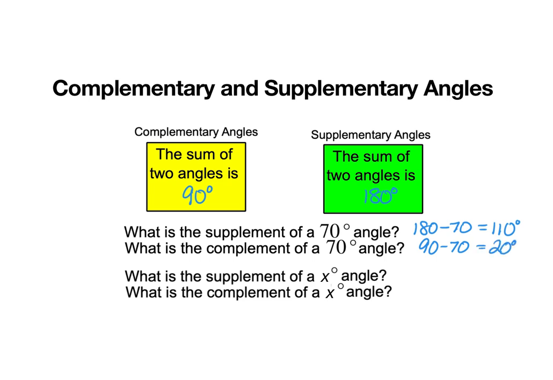If I want to find the supplement of an angle x, it's 180 minus x. If I want to find the complement of an angle x, it's 90 minus x. This is important because as we start doing some word problems, I'm going to ask that you write it that way first before you write your equations.